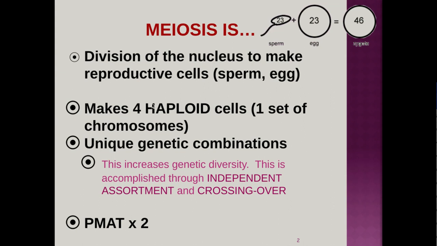It makes 4 haploid cells. I think of haploid as half. It just has one set of chromosomes. Your body cells all have 2 sets of chromosomes.